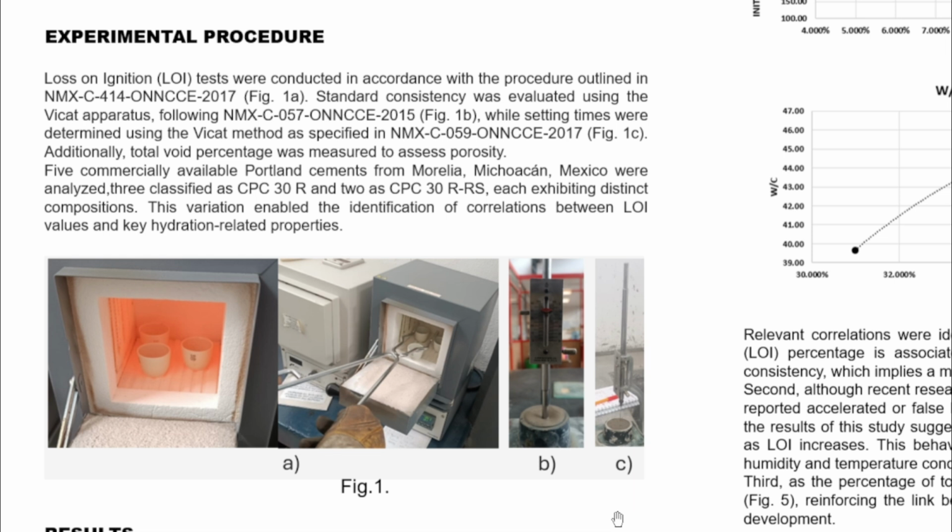Five commercially available Portland cements from Morelia, Michoacán, Mexico were analyzed, 3 classified as CPC30R and 2 as CPC30RRS, each exhibiting distinct compositions. This variation enabled the identification of correlations between loss on ignition values and key hydration-related properties.